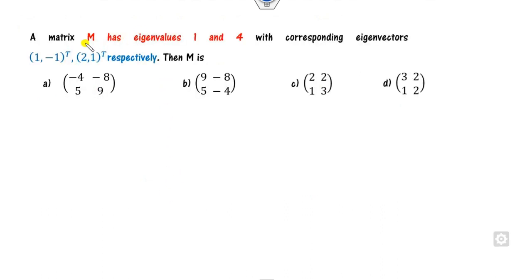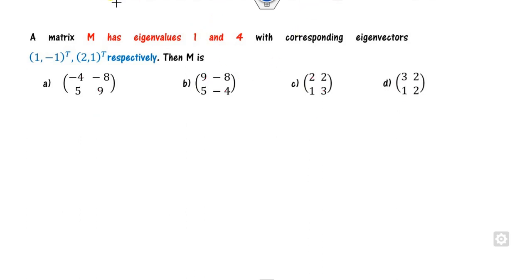Okay, if m has the eigenvalue 1 and 3 with the corresponding eigenvectors this, then m will be here. Look at that. Trace of m will be 5. Determinant will be 4. So minus 36 plus 40 is 4. 6 minus 2 is 4. So all the options are satisfied.